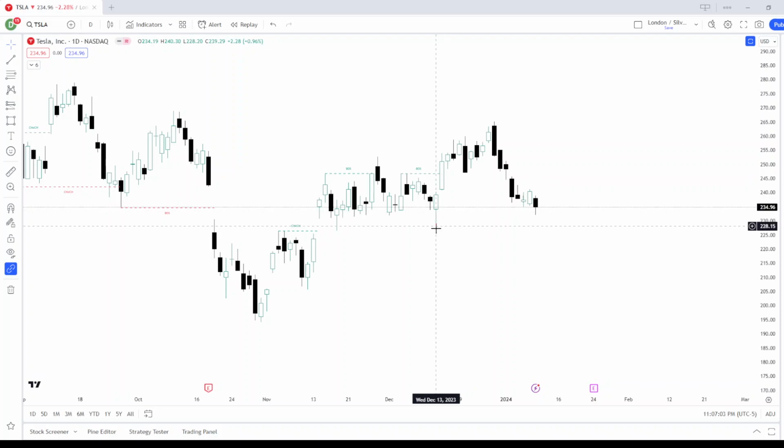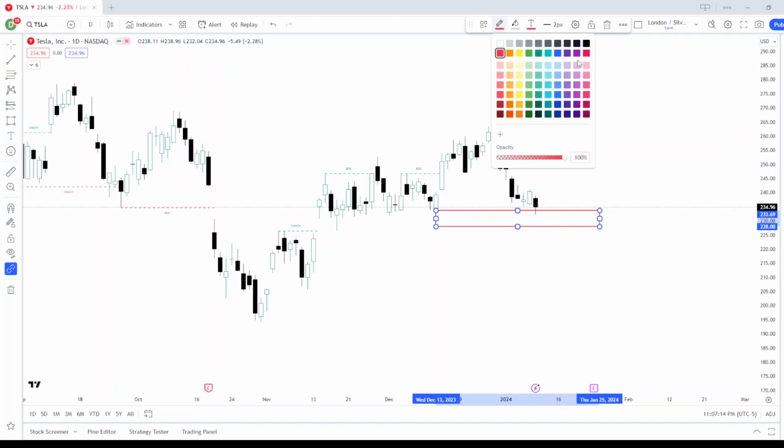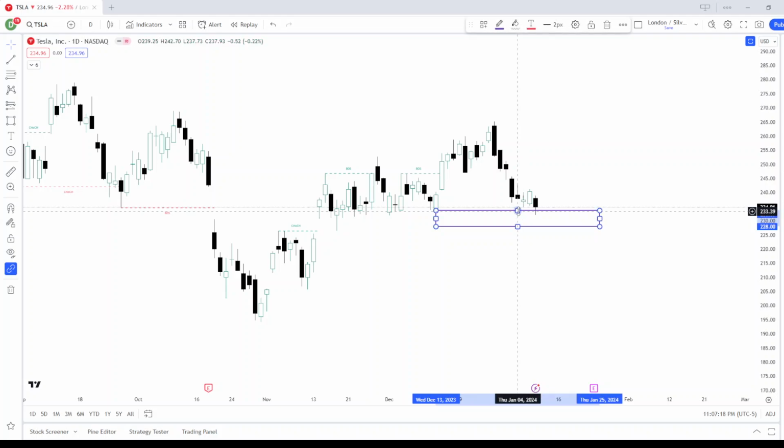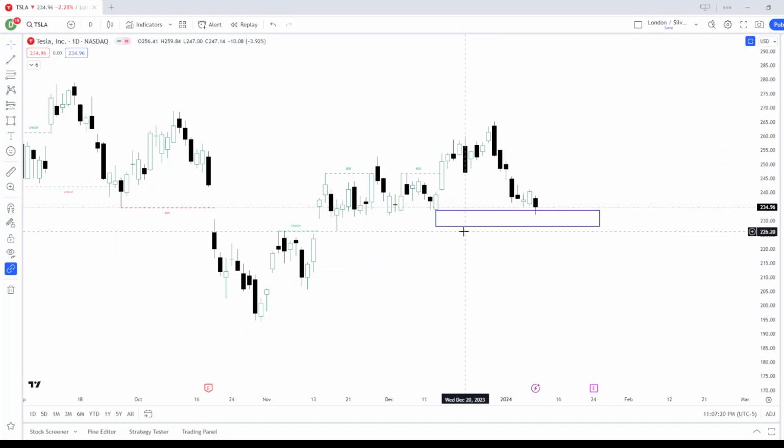But I'm more interested in this wick right here, looking for us to take that low. Whether that's this week or whether it takes a little bit longer to get there, I'm going to mark it off on my chart. And we got that rejection wick. I'm looking for us to take that. Once we take that, we're going to see a change of character, which is going to be a bearish change of character if we do take that low.